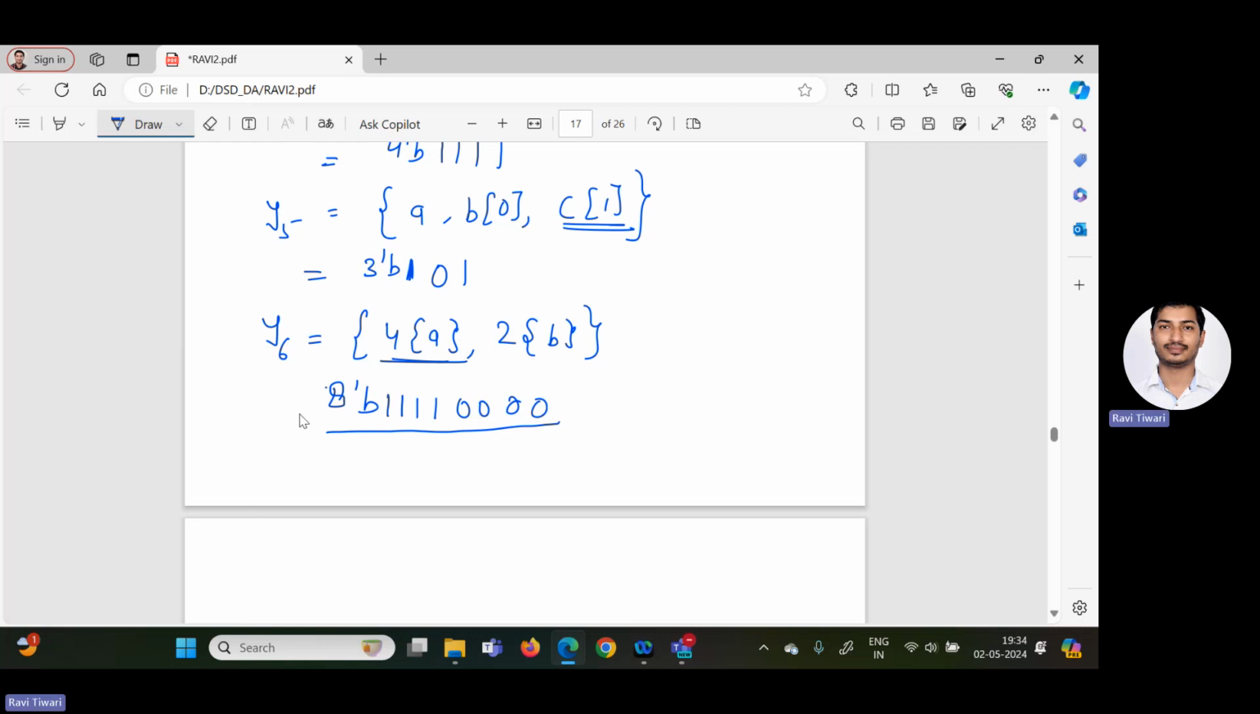So this is all about the Verilog introduction and the Verilog operators.